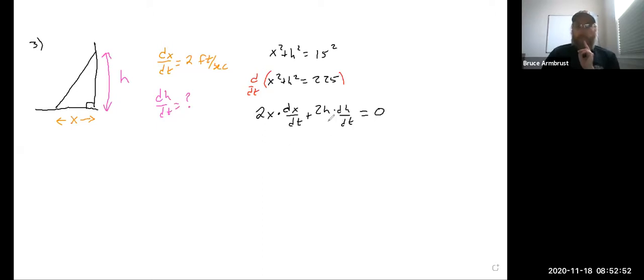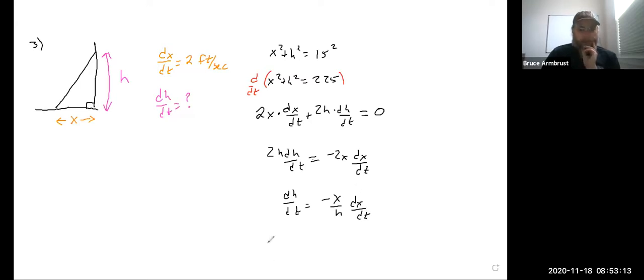So let's solve this for dh/dt before we plug in numbers. So I'll just slide that 2x dx/dt onto the other side. And then I'm going to divide by 2h. So the 2's cancel. And so we end up with dh/dt is equal to minus x over h times dx/dt.